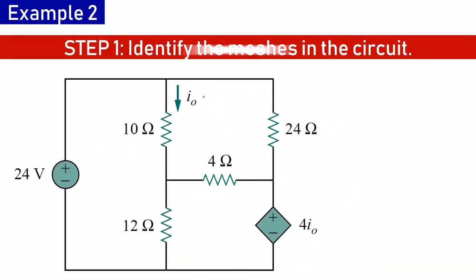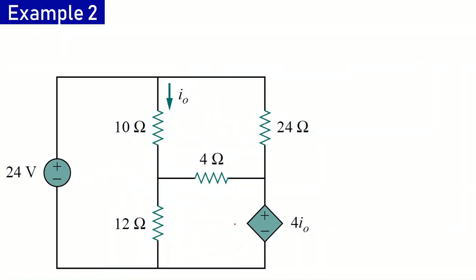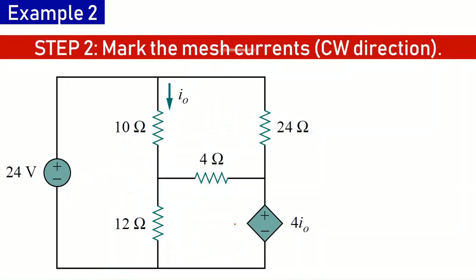So once again, our first step is to identify the meshes in the circuit. There are 3 meshes we can see here, which I am marking with 3 circles. This is mesh 1, this is mesh 2, and this is mesh 3. Now once you have identified the meshes, you need to mark the mesh currents in clockwise direction.